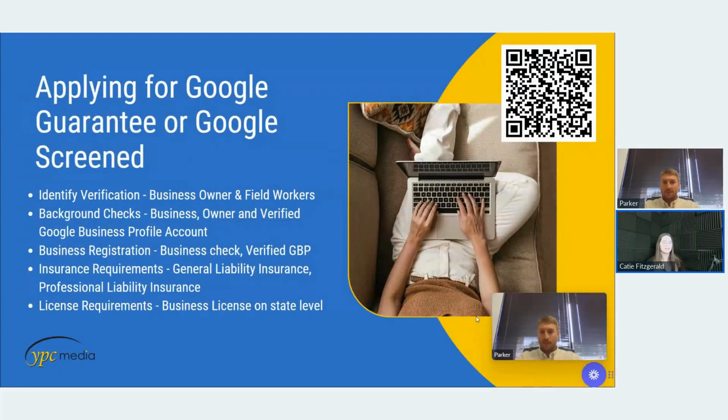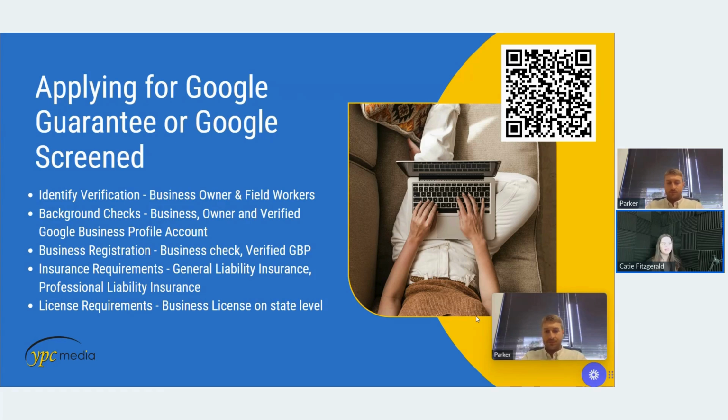But if you scanned it and started going through the process a little bit, you can see that they're going to take you to the application for Google Guaranteed or Google Screened. I've mentioned how rigorous the application process can be, and some of the stuff I listed here is really just scratching the surface. You actually work with a third party from Google to go through this entire process. It starts out with identity verification, so you're going to have to upload your driver's license. If you are in an industry where you have field workers, you're also going to have to identify all of your employees. You also will have to go through background checks.